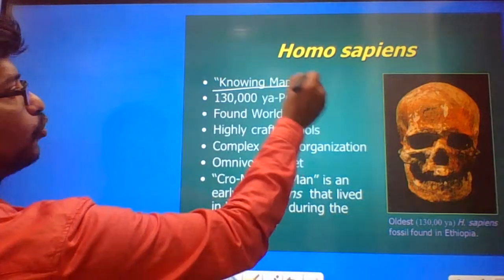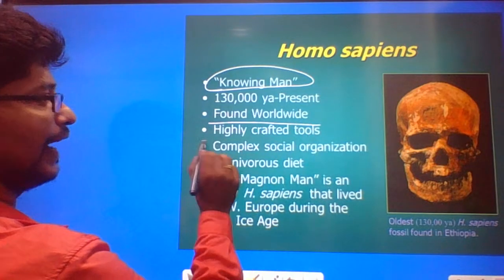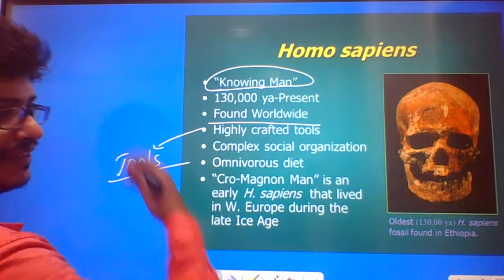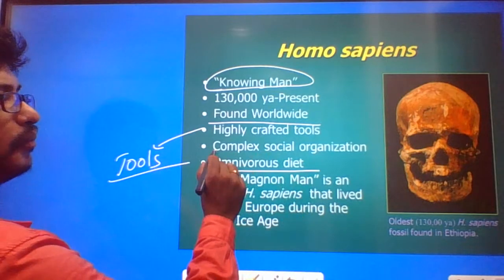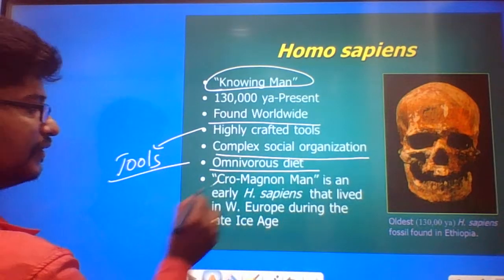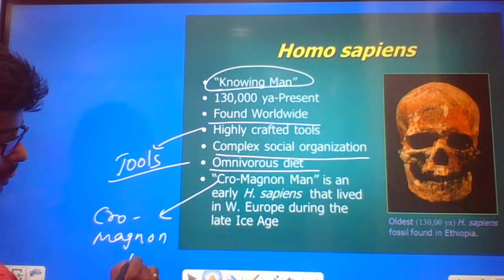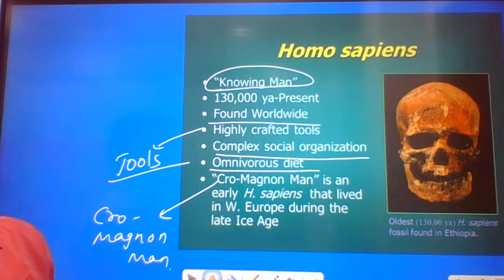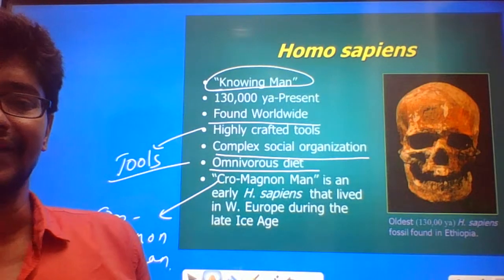Homo sapiens, we call it the knowing man. This is 130,000 years ago to the present, found worldwide. They started using highly crafted tools, and agriculture started emerging after this. They are omnivorous in diet, with complex social organization. This was actually called the Cro-Magnon man, which lived in Western Europe during the late Ice Age also. Cranial capacity is actually like, as long as evolution progressed, the cranium started reducing in size.